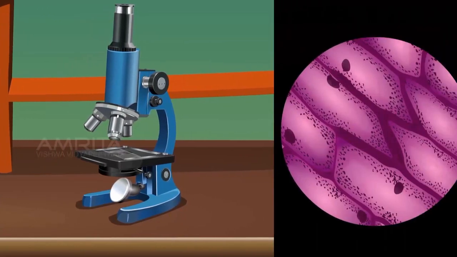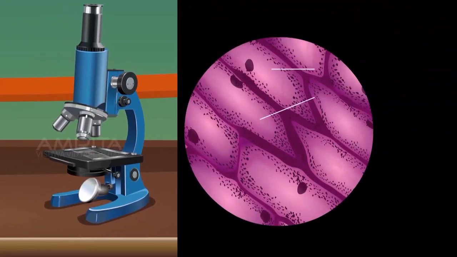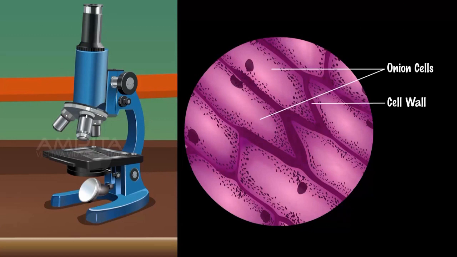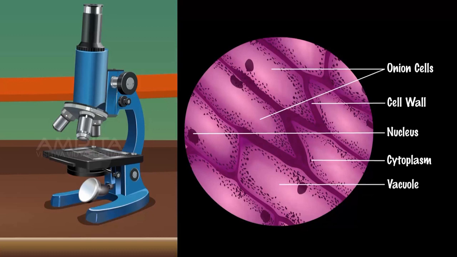Observations. A large number of regularly shaped cells are lying side by side. Each cell has a distinct cell wall. A distinct nucleus is present on the periphery of each cell. Lightly stained cytoplasm is observed in each cell. A large vacuole is present in the center of each cell, surrounded by the cytoplasm.